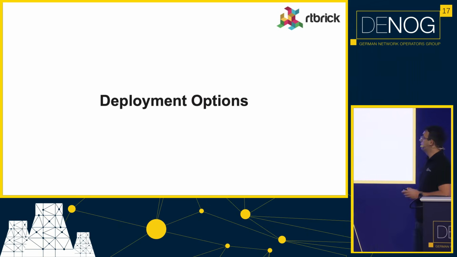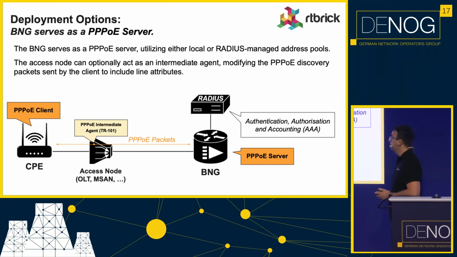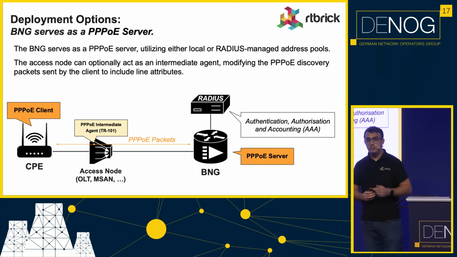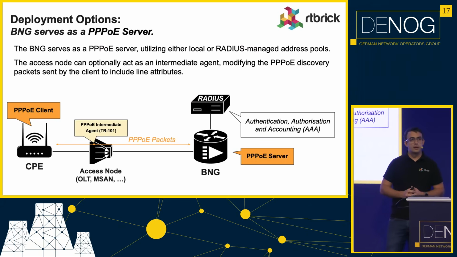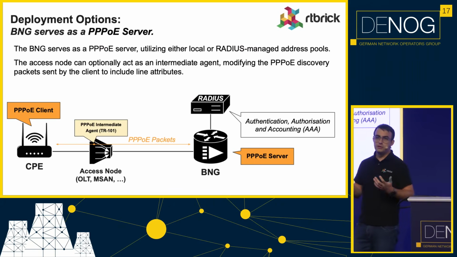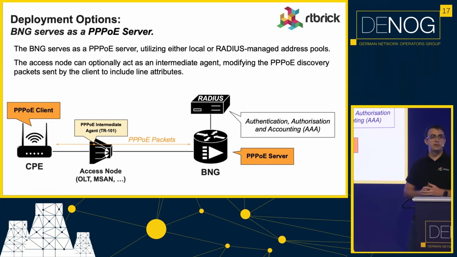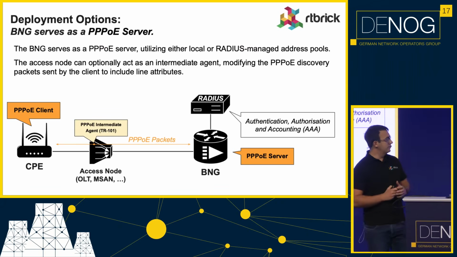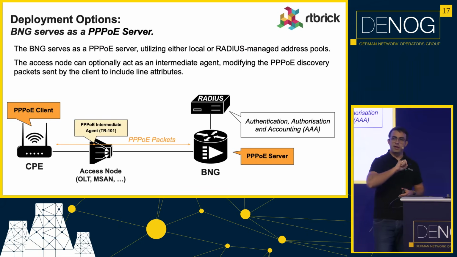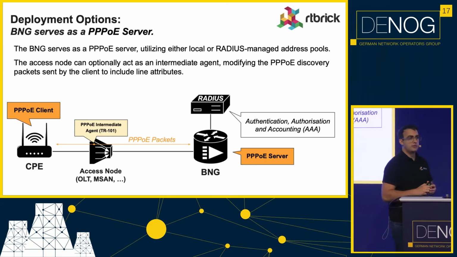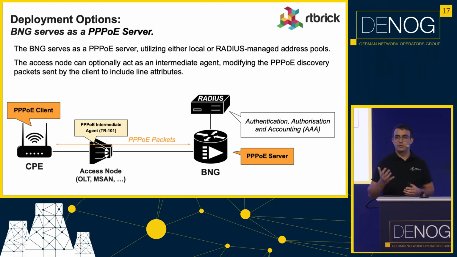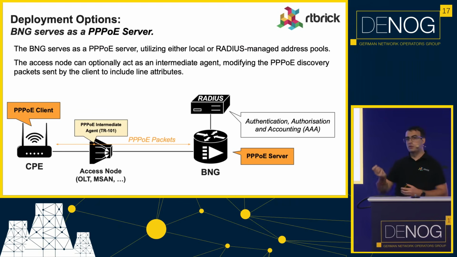And of course, we have to deploy protocols. In PPPoE, the BNG is always the PPPoE server, and the CPE at home is the PPPoE client. Between the PPPoE client and the server, you very often, not always, have an access node, a DSLAM or an OLT, and they can run an intermediate agent. This is defined in the TR-101. The intermediate agent takes the packets sent from the client to the server, in this case the discovery packets, the first 4 packets, and adds additional information into them.